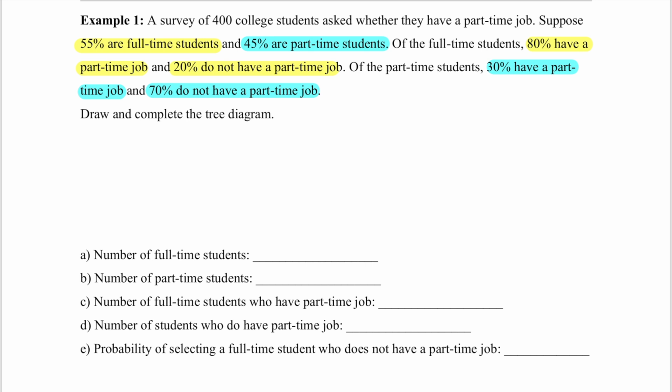Before we answer any of the questions, let's build and complete a tree diagram. A common mistake is to jump directly into the calculations. Instead, it's usually easier to draw the entire tree first and then fill in the counts. We start with the total of 400 students. The first split in our tree is student status. One branch represents full-time students. The other branch represents part-time students.